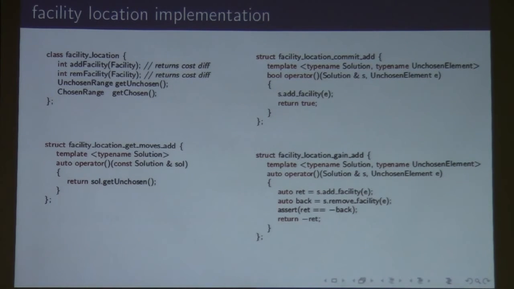Yes? In that case, I'm wondering about the complexity of add and remove facility. Because if I remove a facility, for example, I have to recompute all the distances. So I think that this is an expensive operation. Yes. And you'd need a different interface to get the gain. So then you'd need two solutions, for example. It works with the interface, but the facility location gain add doesn't seem efficient.